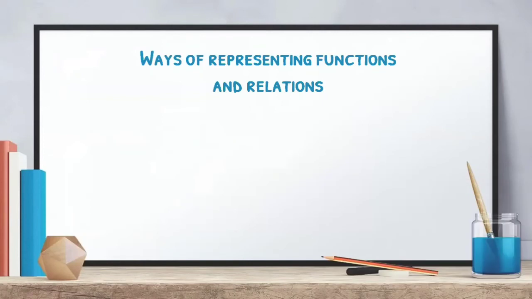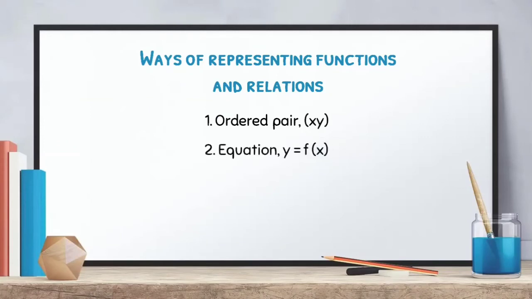None. So we have different ways of representing functions and relations. Number one, by means of ordered pair. So we have your x, y values. Second, you can also use equation. So that would be y is equal to f of x. And then we have your table. You can also do mapping and by means of a graph.